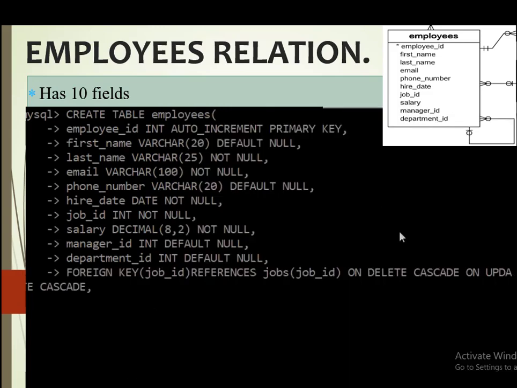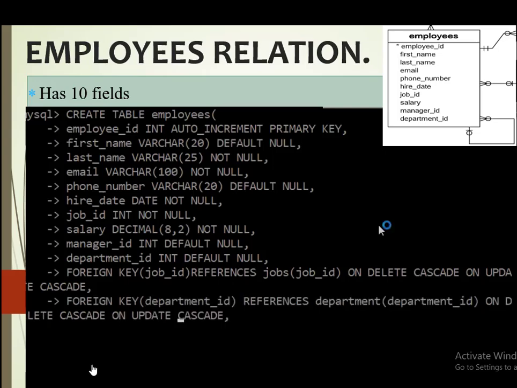So we are going to have a number of foreign key relations. So the first one is for the job ID being linked to the jobs relation on the basis of the job ID. So foreign key job ID references jobs, job ID, on delete cascade, on update cascade. We are going to have another one. So this one is referencing the department's relation.